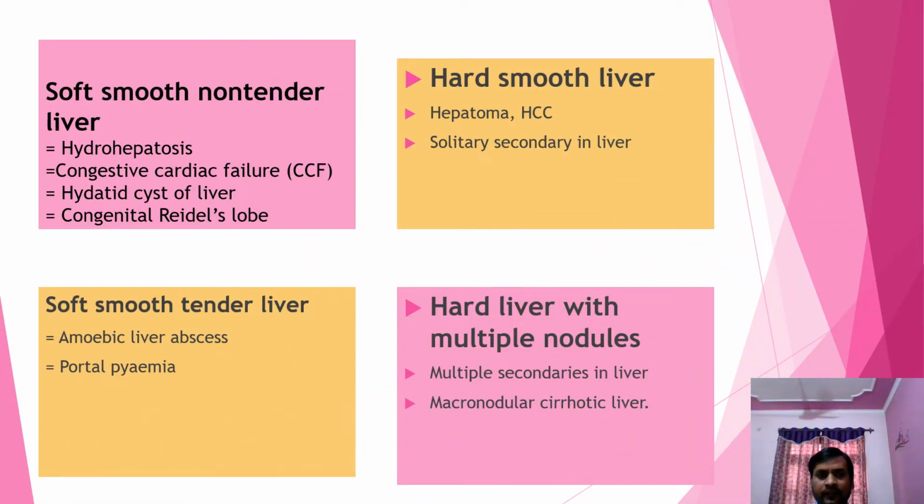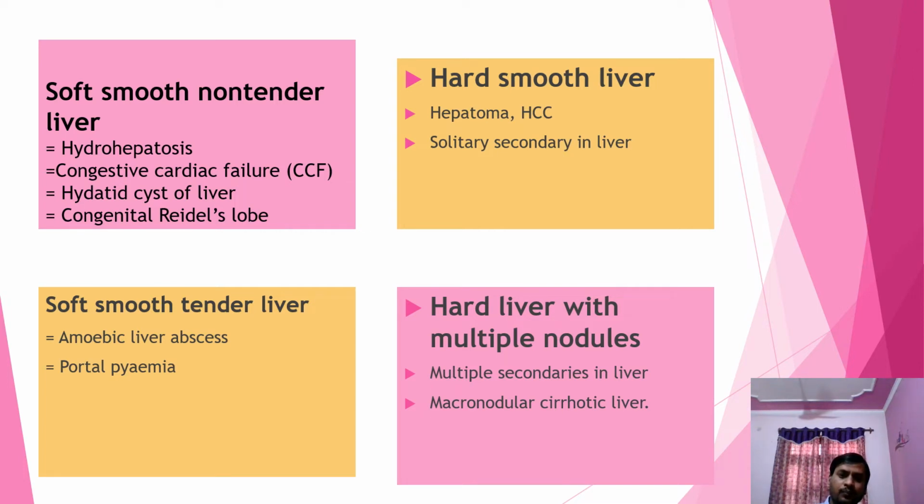On clinical basis, the liver may be tender, may be smooth, may be hard. Soft, smooth, non-tender liver conditions are found in hydatid cyst of liver, congestive cardiac failure, and congenital cysts. The soft, smooth, tender liver is found in amoebic liver abscess and portal pyaemia, and the hard, smooth liver is found in hepatoma, hepatocellular carcinoma, and solitary secondaries in liver.